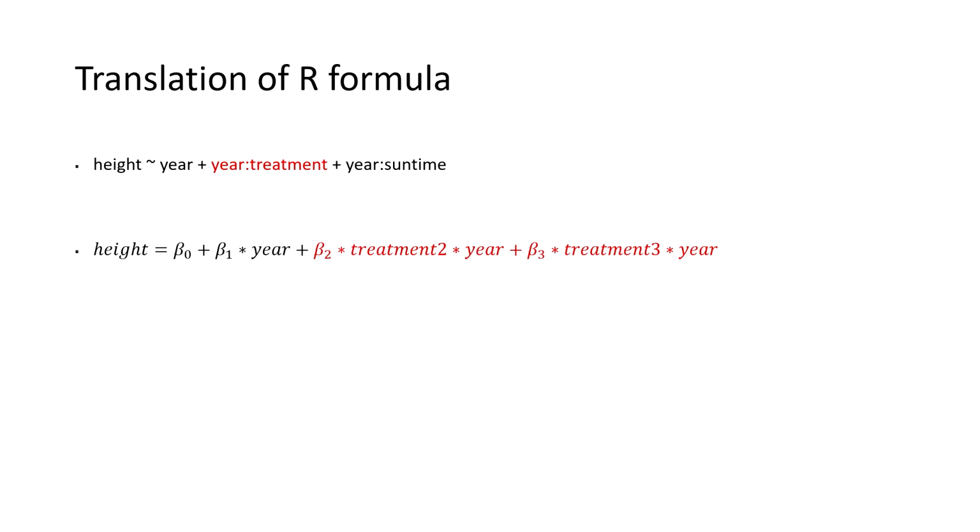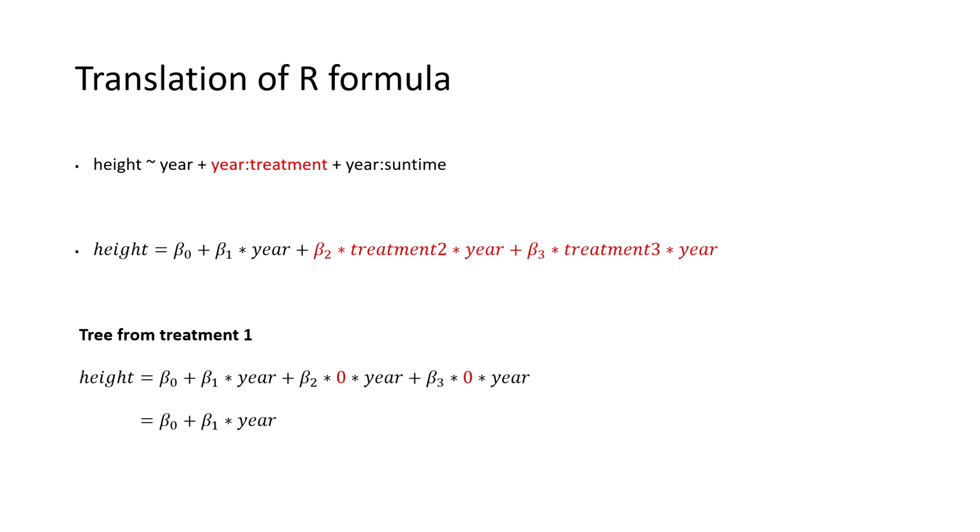In the linear model, this interaction is represented by using the dummy variables treatment 2 and treatment 3. Let's just quickly verify that this model can capture different growth rates in all 3 treatments. If a tree is in treatment 1, the dummy variables treatment 2 and treatment 3 are both 0. By simplifying the expression, we can see that beta 1 reflects the growth rate in treatment 1. If a tree is in treatment 2, the dummy variable treatment 2 is 1. And by simplifying the expression, we can see that beta 2 reflects the difference in growth rate between treatment 1 and treatment 2.